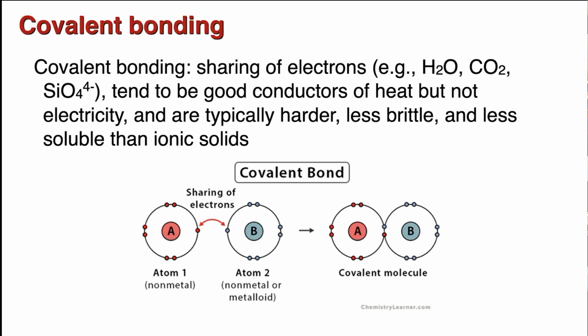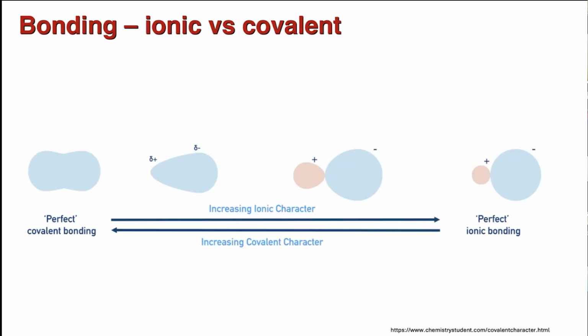But as we just discussed with electronegativity numbers, we have a continuum. So on the left-hand side, we have a pure covalent bond where the electrons are shared equally. And on the right-hand side, we have a perfect ionic bond where the cation gives it up completely to the anion. And then in between, we have these things that are more polar covalent.